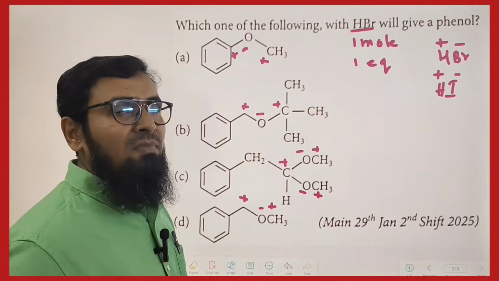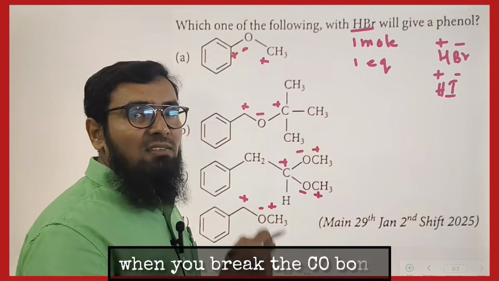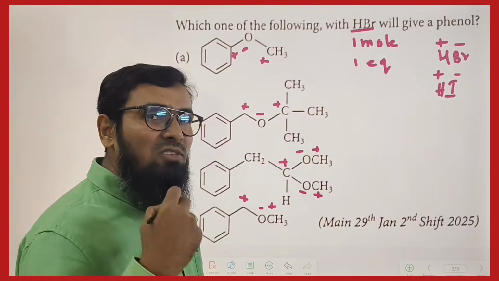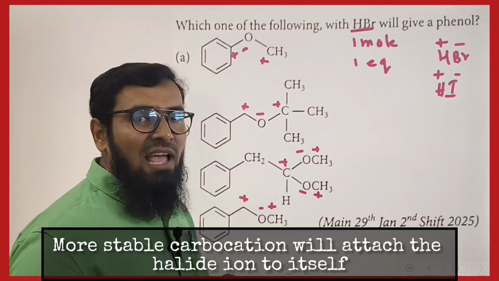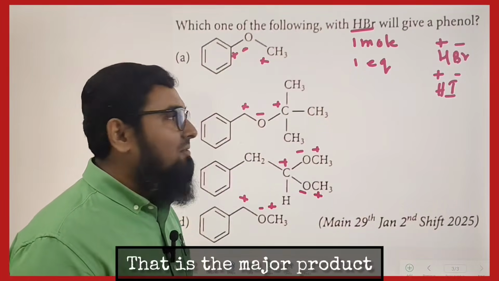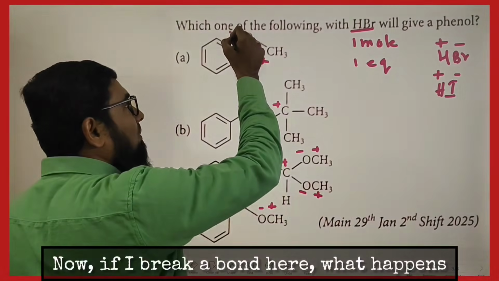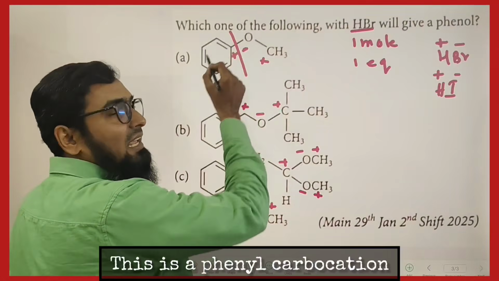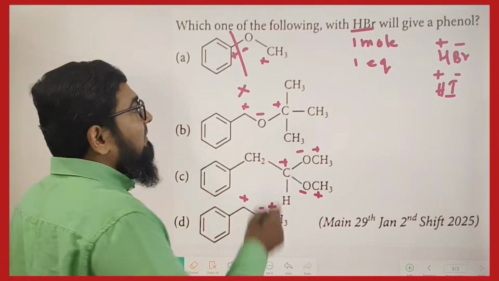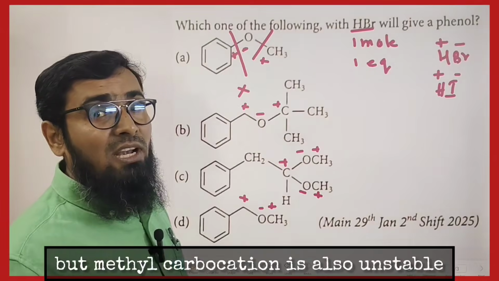Second point is, when you break the CO bond, look at the stability of the carbocation. The more stable carbocation will attach the halide ion to itself. That's it. That is the major product. He is asking you should get a phenol. Now, if I break the bond here, what happens? This is a phenyl carbocation. This is unstable, so you should not do that. Then if you break the bond here, this is a methyl carbocation. But the methyl carbocation is also unstable.